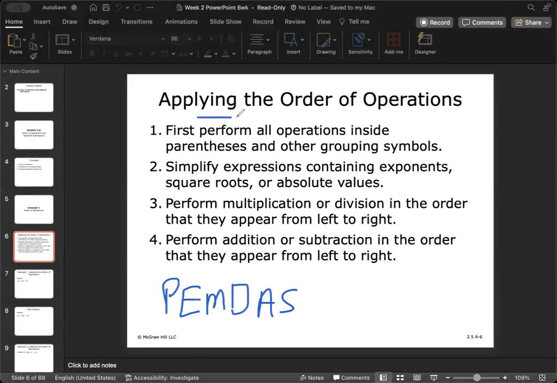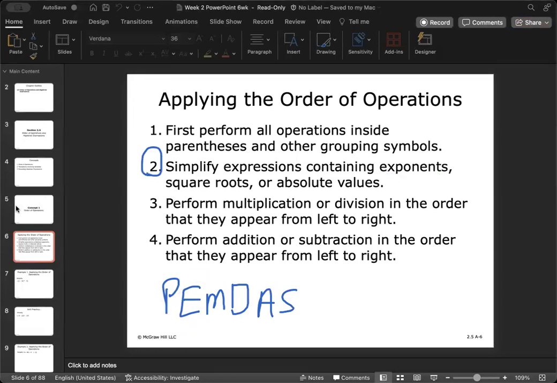Well, it says, first of all, do all the parentheses first. That's always the first step. Simplify what's in the parentheses until you get it down to a single value. We'll talk about that in a little bit. Then the second step is going to be work with the exponents. That's the E part.